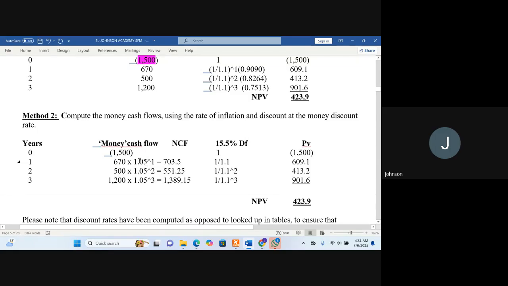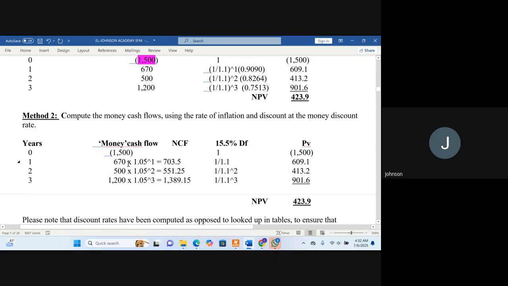So what you now need to do is say, in year 0, anything raised to power 0 is 1. Do you remember? Because this is year 0, anything raised to power 0 is going to give us 1. So 1 times this gives us the same net cash flows. But here now, we want to add the effect of inflation on all these cash flows.